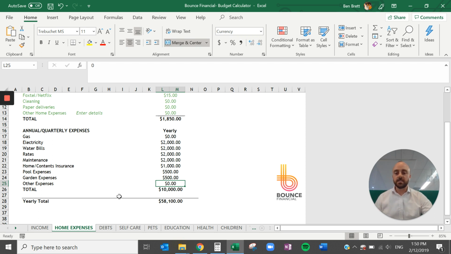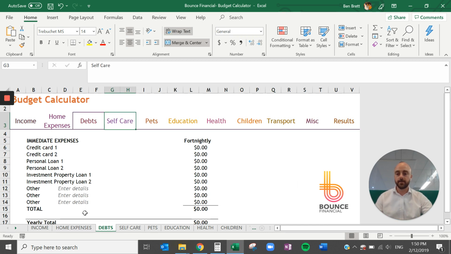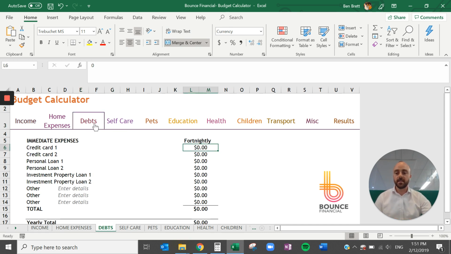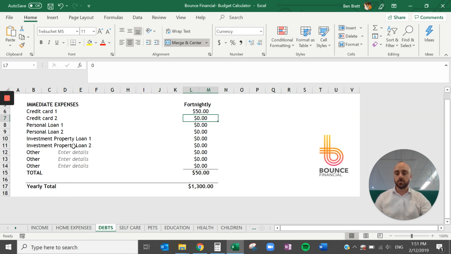People underestimate how much they spend, and this budget calculator is actually a really good way of identifying that and coming up with plans around it. Cool. All right, so then we move on to debts. Now, we've already addressed your mortgage and home expenses, so you don't need to think of that debt. A debt that is not usually included in this is HELP debt or HECS debt. Usually what we do is in our income screen, we will reflect the lower salary after HELP or HECS debt is taken out. But in this one, let's say we've got a credit card debt that needs to be paid fortnightly. Let's say there's no personal loans or no investment property loans.